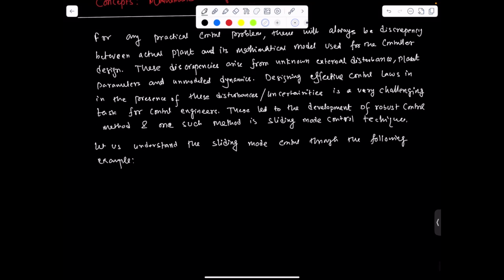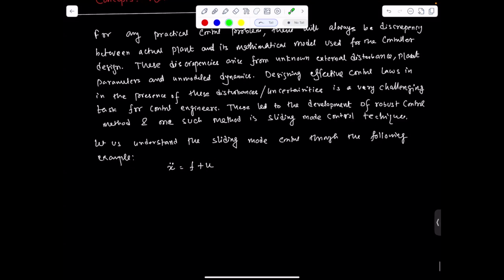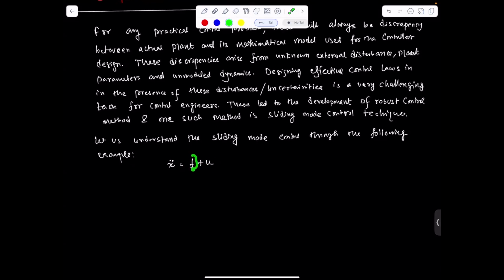So we have the system, for example, a second order system, x double dot equal to f plus u. Here f is the unknown system parameters function, and u is the control. So here we can assume this f can be disturbance or some unknown forces acting on the system, and u is the control into the system. We can come up with this kind of system in our daily life.